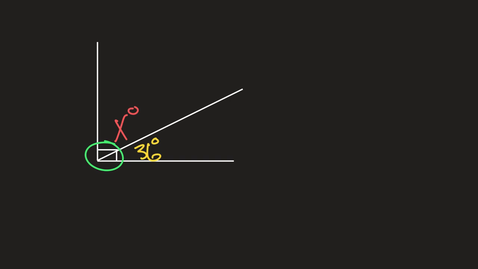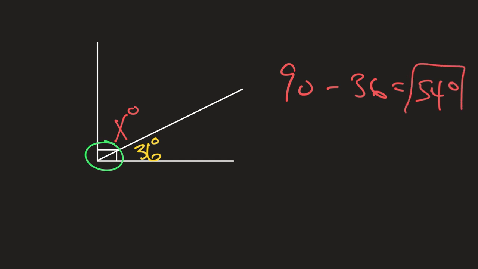Sorry, big guy. We've got a line coming out of here that's going to separate that 90-degree angle into two different angles. We know the 36-degree angle. How do you think we're going to find the missing angle? 90. That's right. We're simply going to take 90 degrees and subtract off the 36 for a grand total of? What's going to be that missing angle? 54 degrees. There you go.